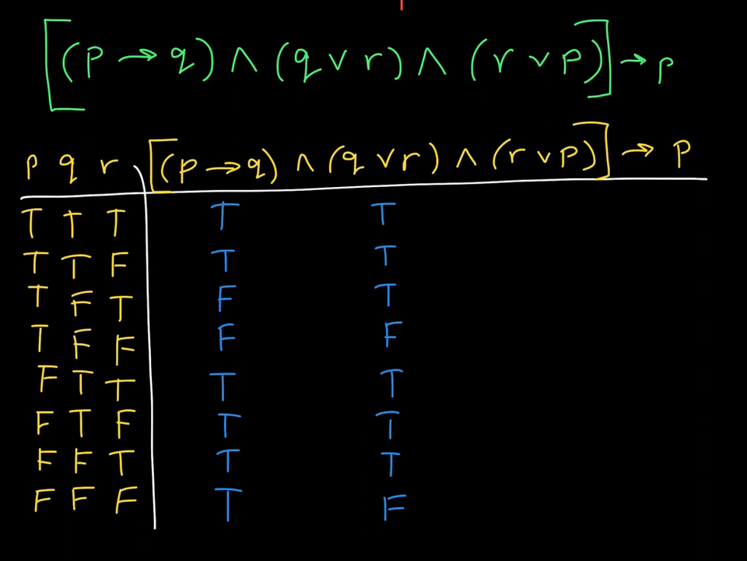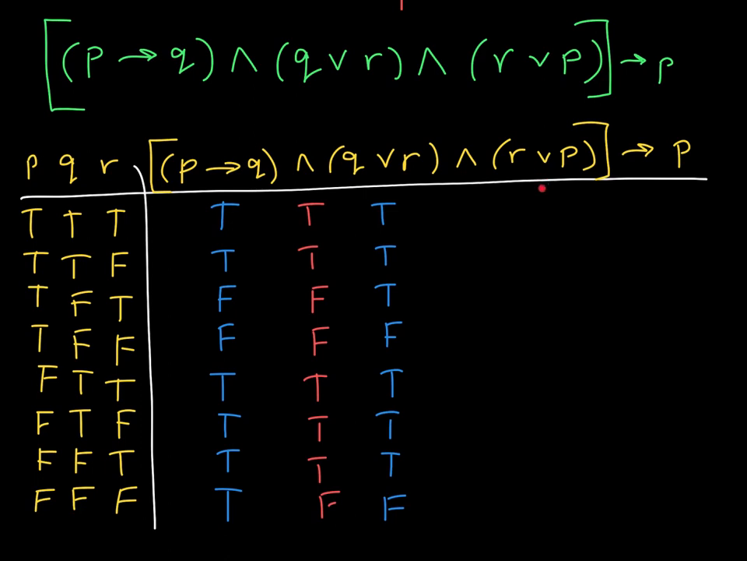All right, next I am going to fill in this conjunction. Remember, a conjunction is true only when both are true. So let me fill that in. So true, true, false, false, true, true, true, false. All right, I have my first conjunction.